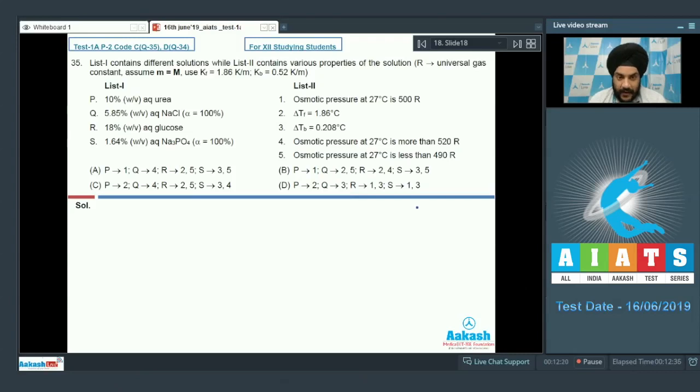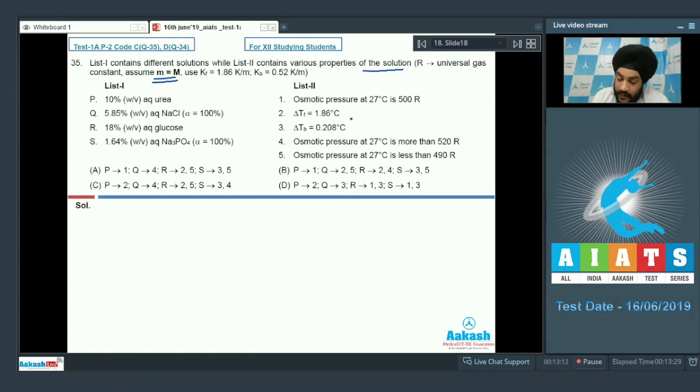Question number 35. List 1 contains different solutions while list 2 contains various properties of the solution. So R is the universal gas constant, and we have to assume that the value of molality is equal to molarity. So the Kf and Kb have been given to us. All of these are aqueous solutions, so Kf and Kb will obviously be of water. If we look at list 1, there are concentration terms given to us in the form of weight by volume, whereas list 2 contains different colligative properties. So what we can do probably is first convert these colligative property values into the corresponding molarity or molality value, and it is given to us that molarity and molality are both equal. That will probably help us in solving the question quite easily.